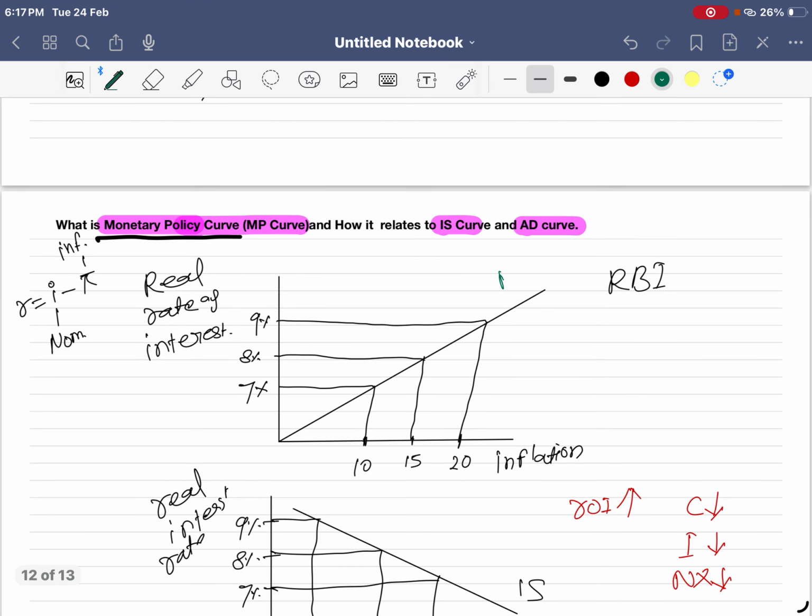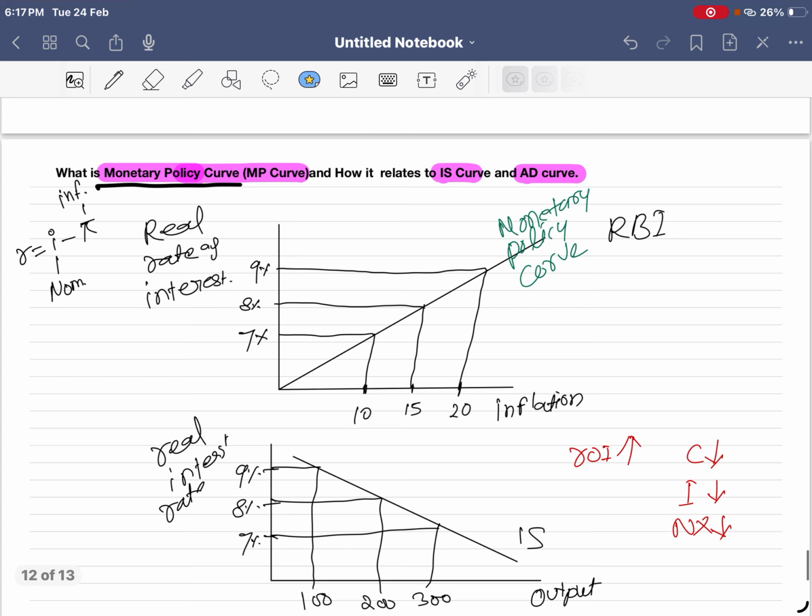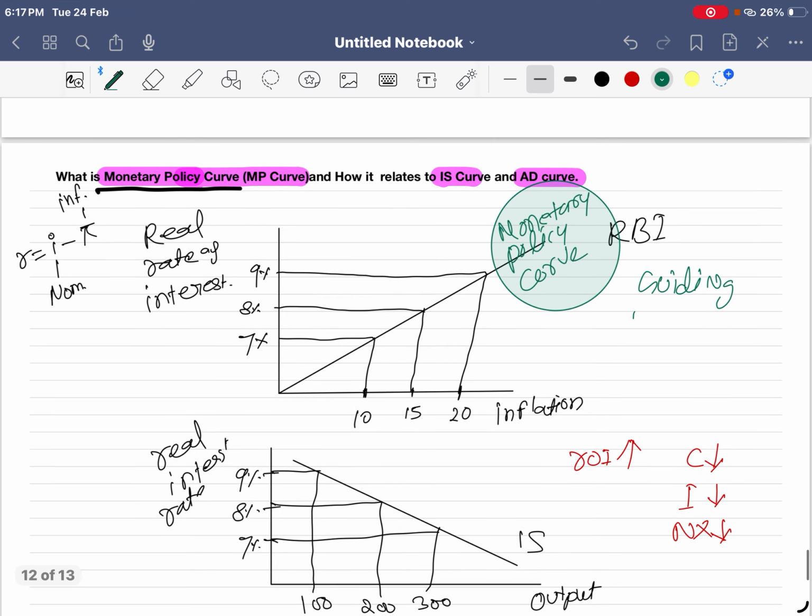So this curve shows how the RBI or the central bank has to change their policies. It is a guiding principle for the central bank, and it is happening as per the Taylor principle.